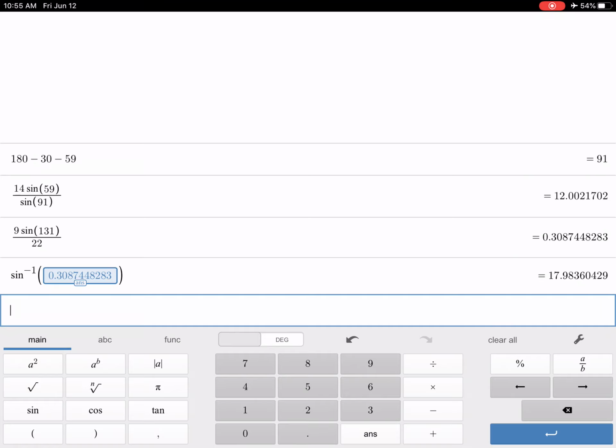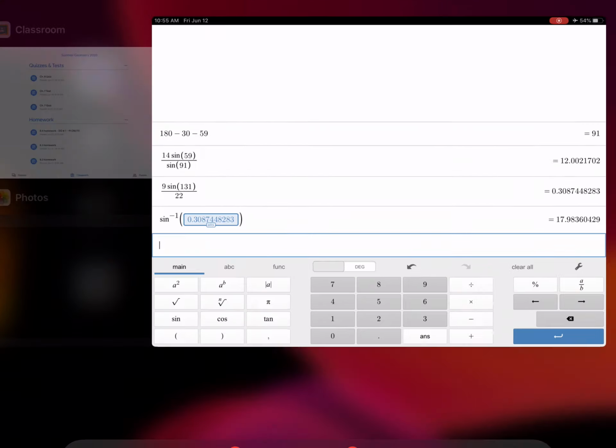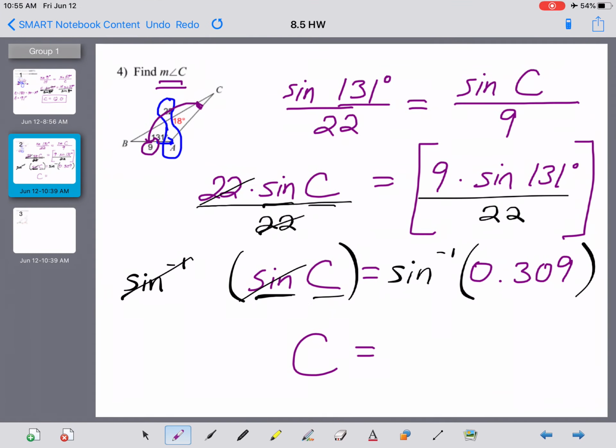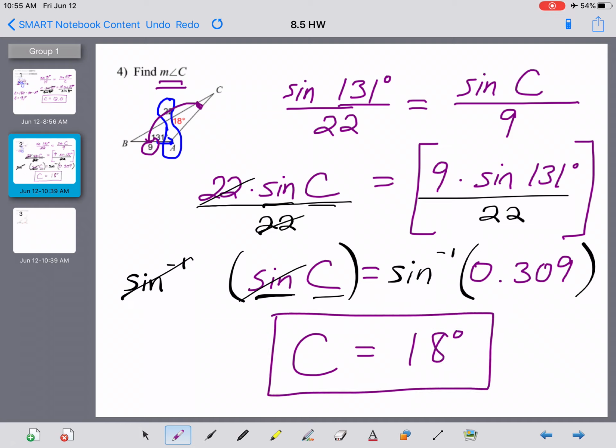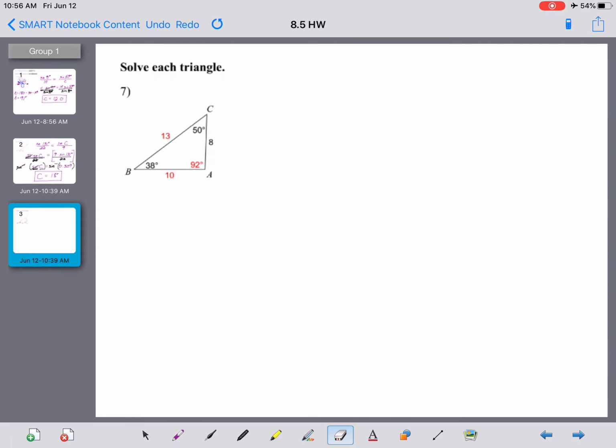Now again, depending on where they ask you to round, you'd want to follow those directions here. I think it said to round to the nearest whole number, so I think that's going to get us 18 degrees now for the measure of C. And sure enough, that's the answer they had inside the figure there of 18 degrees. Okay, so that's messy. Let me get rid of all that junk that I put in there, but yeah, that's how number 4 works.